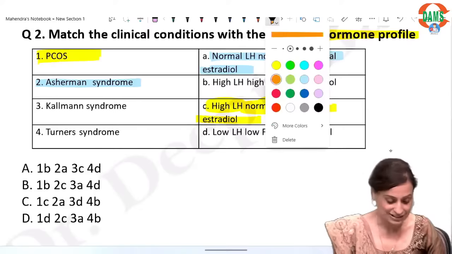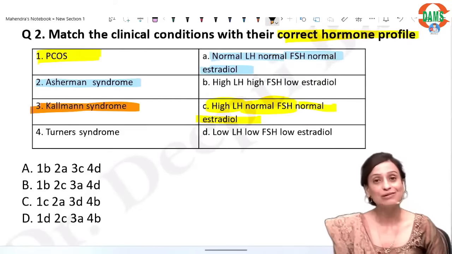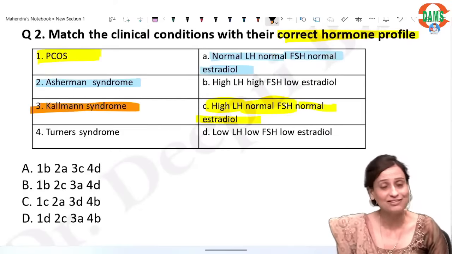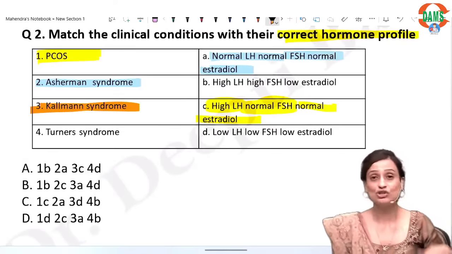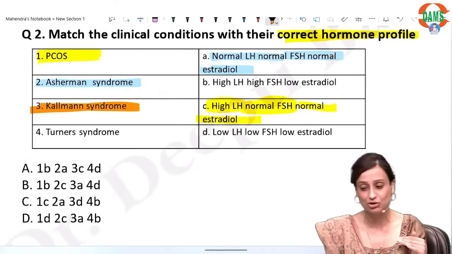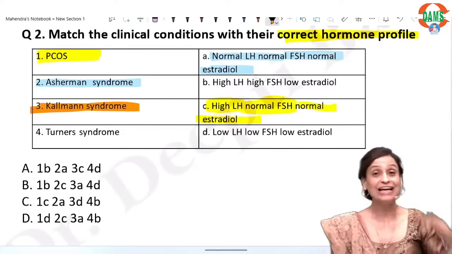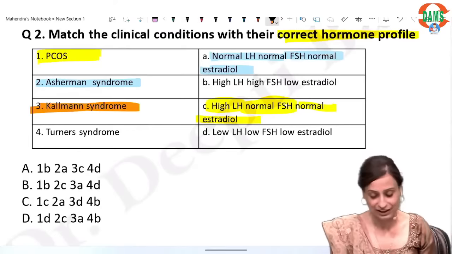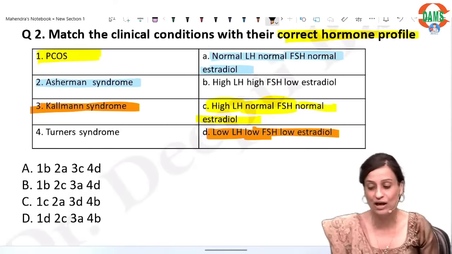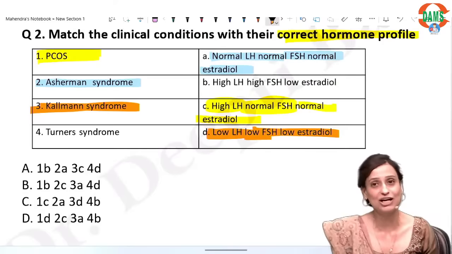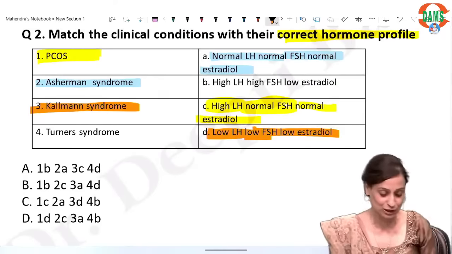Then let's look at Kallmann's. Kallmann syndrome is a condition where GnRH is absent. So there is no stimulus to the pituitary. So what would be the findings? Everything will be low, right? So there will be low LH, low FSH, and low estradiol levels. Everything is going to be low.